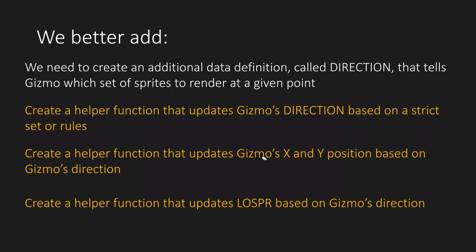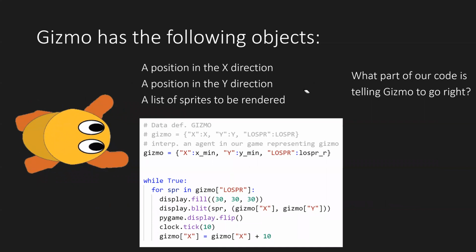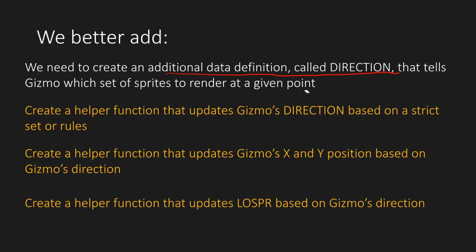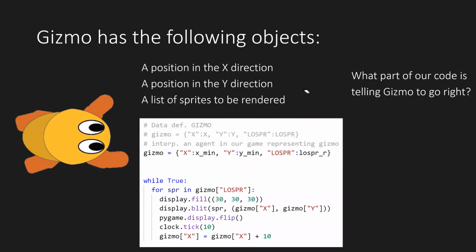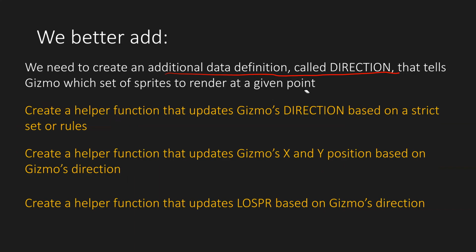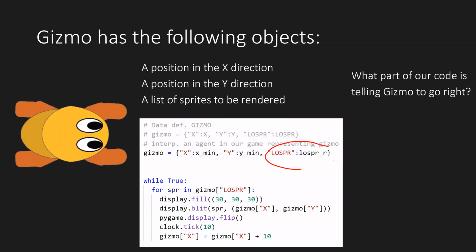We need to add a new data definition that is called direction. So we are going to need to create this data definition, direction, that is going to tell Gizmo which set of sprites to render at any given point. So there are going to be 4 cases. Gizmo, you can go right, you can go down, you can go left, or you can go up. Those are the 4 cases that direction is going to have. Based on that, direction is going to be included inside of Gizmo's body, if you will. We can create a helper function that is going to use that direction to say, if at any given point Gizmo is going to the right, then render list of sprites right.